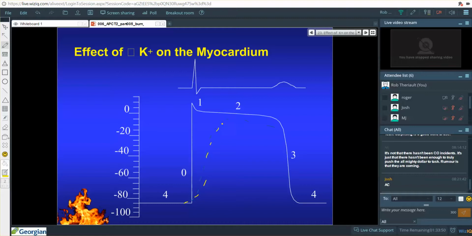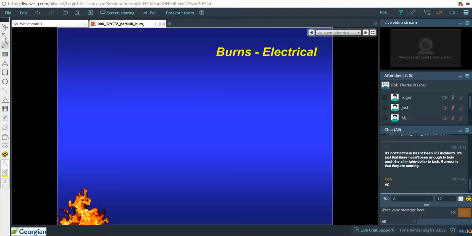So with hyperkalemia, you get alteration of the action potential, and repolarization becomes prolonged, and ultimately that can result in flattening of the P waves, widening of the QRS, slowing of the heart rate, and ultimately cardiac arrest.